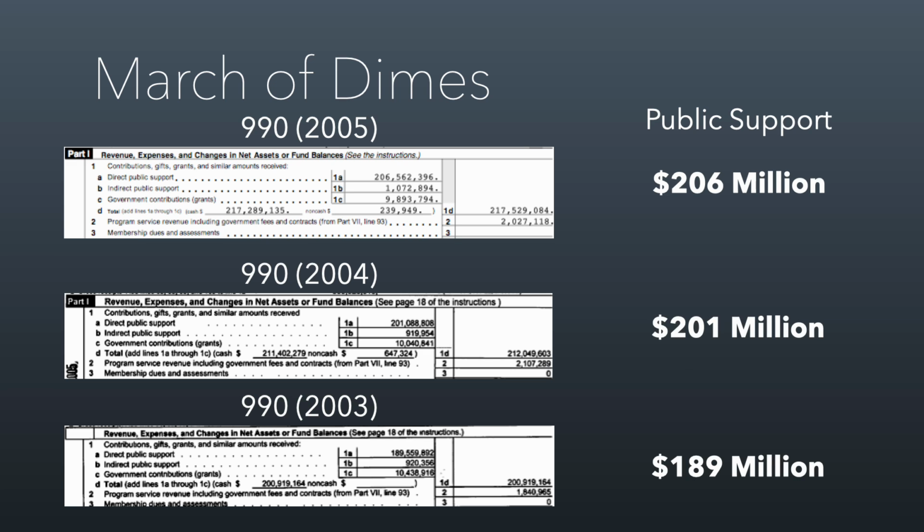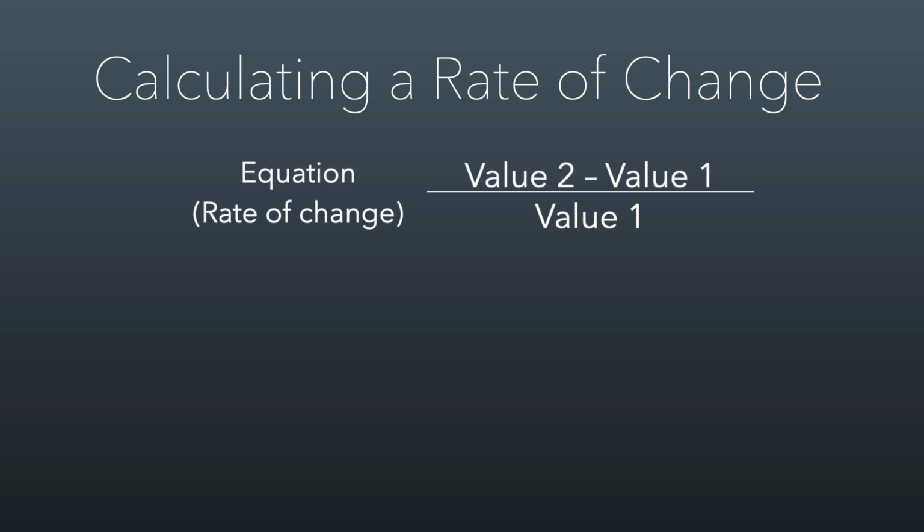So if you were to look at this number, you would look at these and say, hey, this is great. The March of Dimes is growing its fundraising every year. Each year they're increasing how much they raise from donors. But we need to evaluate whether or not that's really true. To do this, we're going to use a rate of change calculation, which is tracking how much something changes from one period to the next. And then we're going to compare it to inflation numbers.